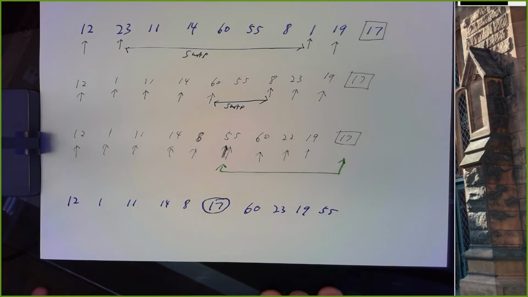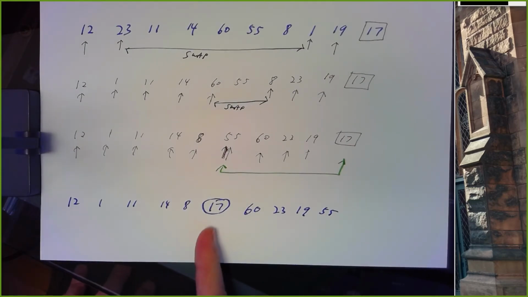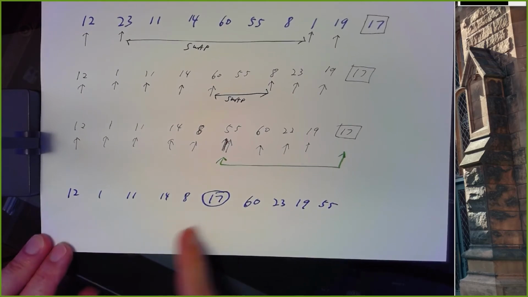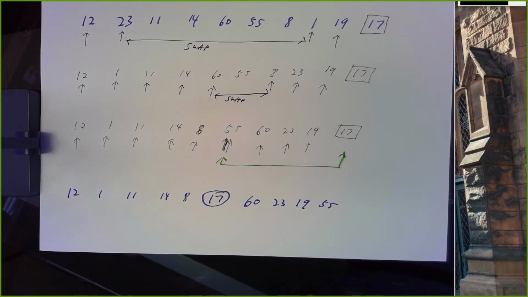And guess what? We've achieved our goal. Our 17 is in the correct spot in the final list. Everything to the left is smaller than 17. Everything to the right is bigger than 17. So that's one pass of quicksort.